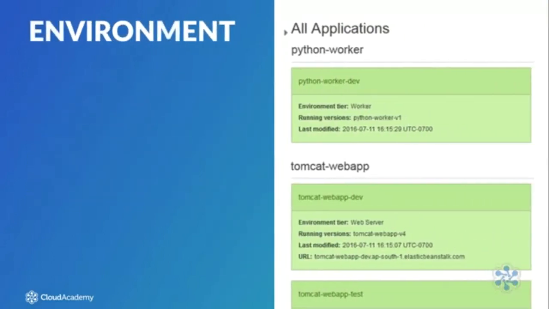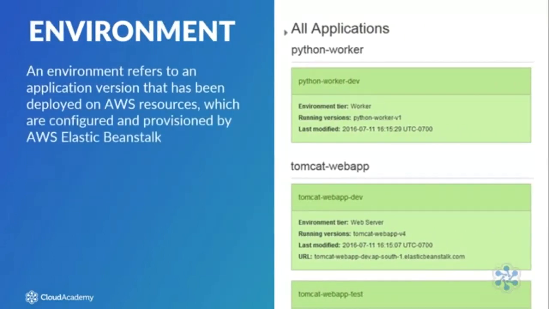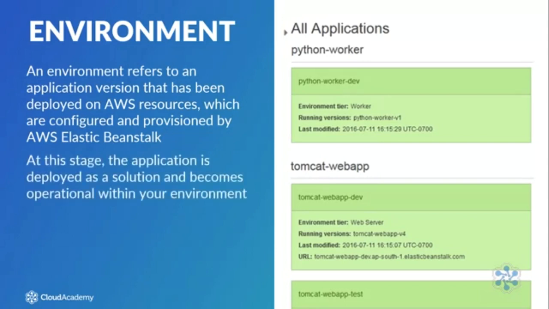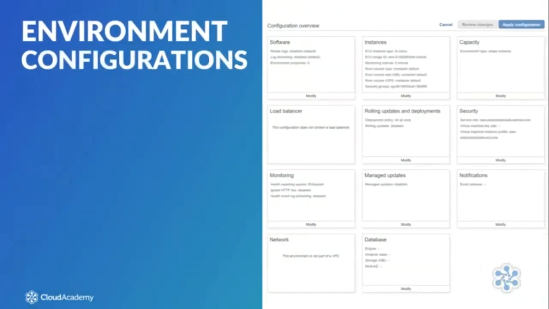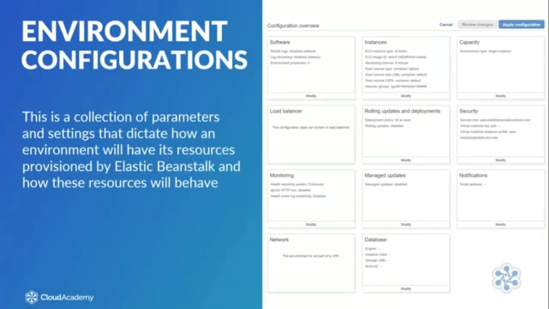The environment. An environment refers to an application version that has been deployed on AWS resources. These resources are configured and provisioned by AWS Elastic Beanstalk. At this stage, the application is deployed as a solution and becomes operational within your environment. The environment is comprised of all the resources created by Elastic Beanstalk and not just an EC2 instance with your uploaded code. Environment configurations. An environment configuration is a collection of parameters and settings that dictate how an environment will have its resources provisioned by Elastic Beanstalk and how these resources will behave.